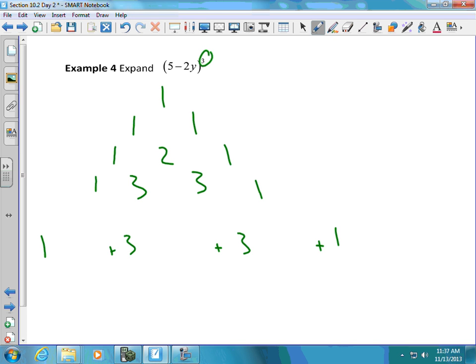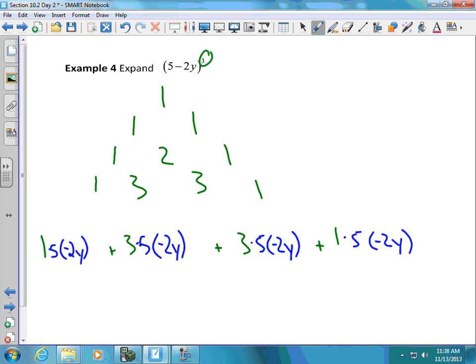Now the terms are 5 and negative 2y. So 5, and we're going to put negative 2y in parentheses. So times 5, or times by, because that's a number, not a variable, negative 2y as well. Times 5, times negative 2y, times 5, times negative 2y. So those are the terms, they come right from A and B of the binomial.